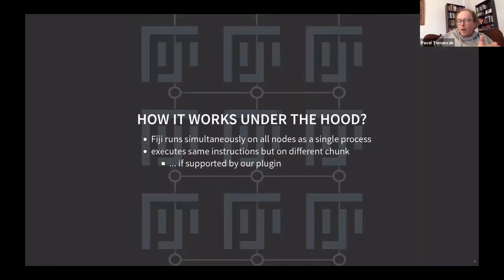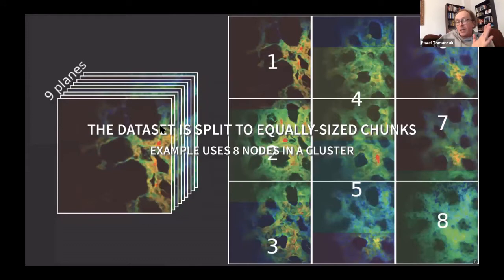So what does it do? How does it work, right? We have a large image. Okay, this maybe doesn't look very large, but this is an example. It's an image which contains 9 planes, right? And we have a computer which, now the OpenMPI makes all decisions. Let's say it gets a computer which has only 8 nodes, right? So it will divide that image, these 9 planes, into 8 chunks.